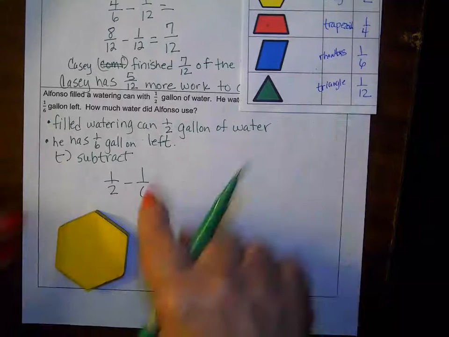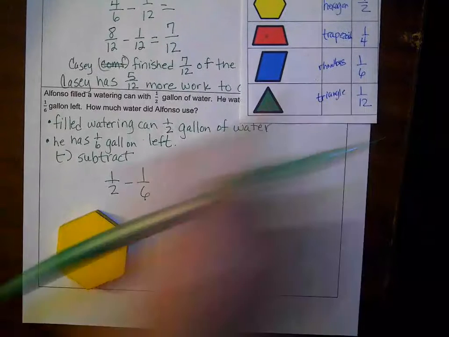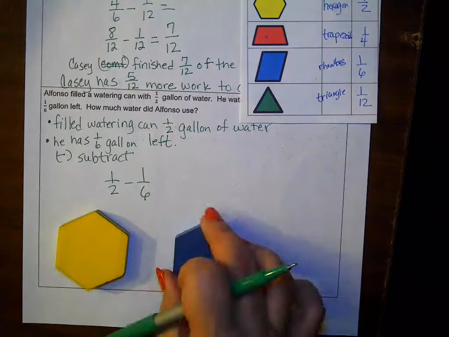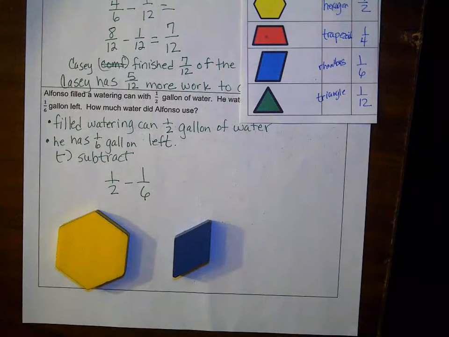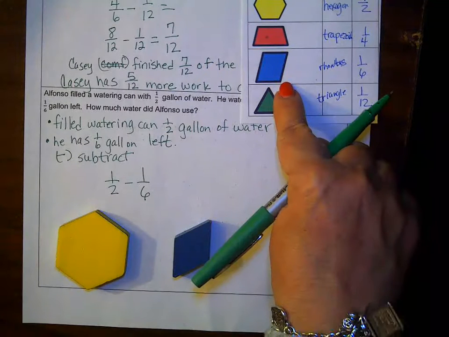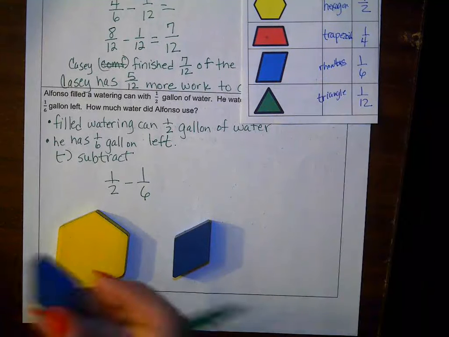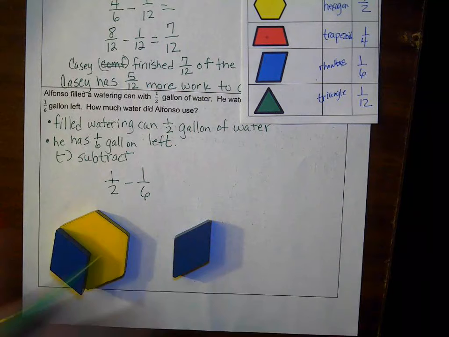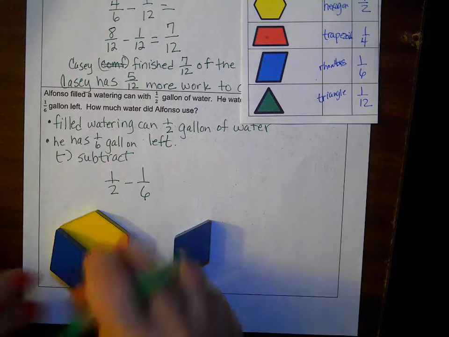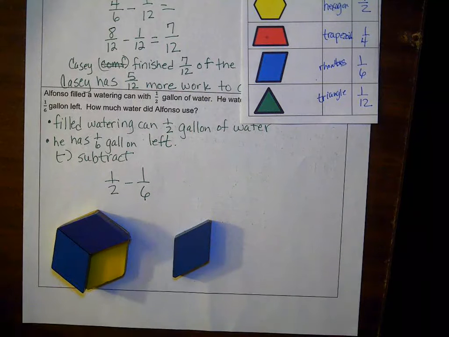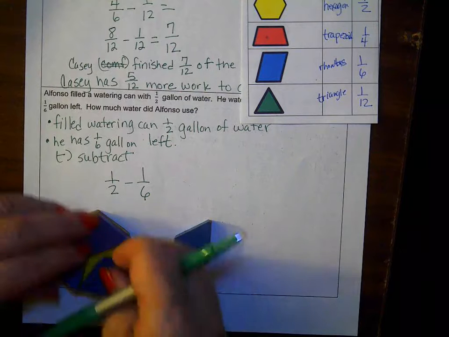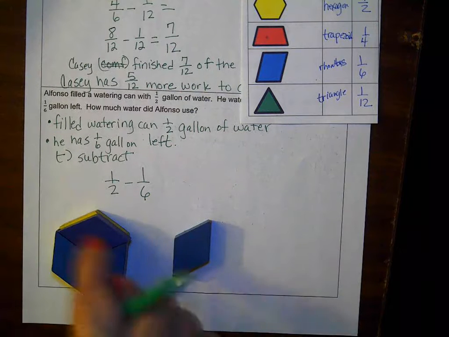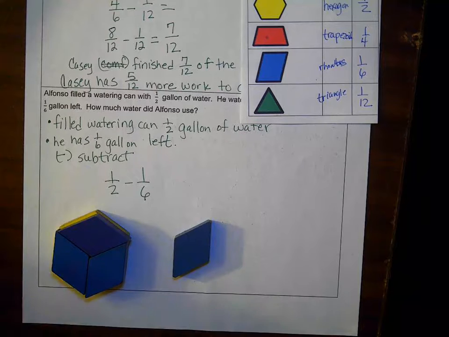Okay. And the 1/6, got to get my rhombi out, my rhombus. There we go. All right. Now, on here, how many of the rhombi can I use to make a whole? So that's 1, 2, 3. So I know that 3 of these is equal to 1 whole.